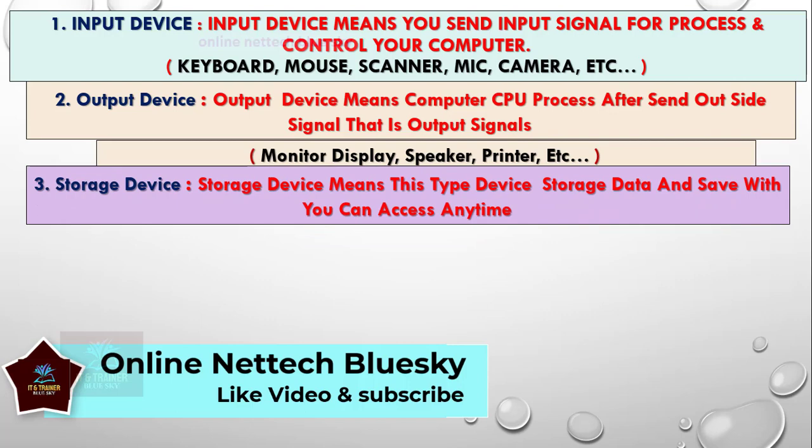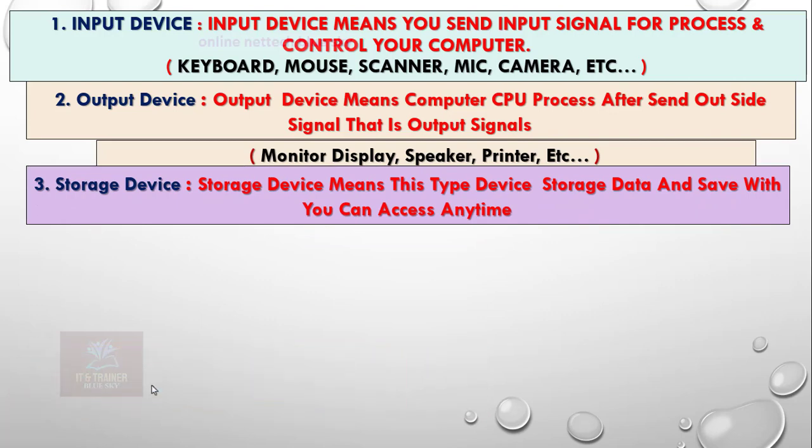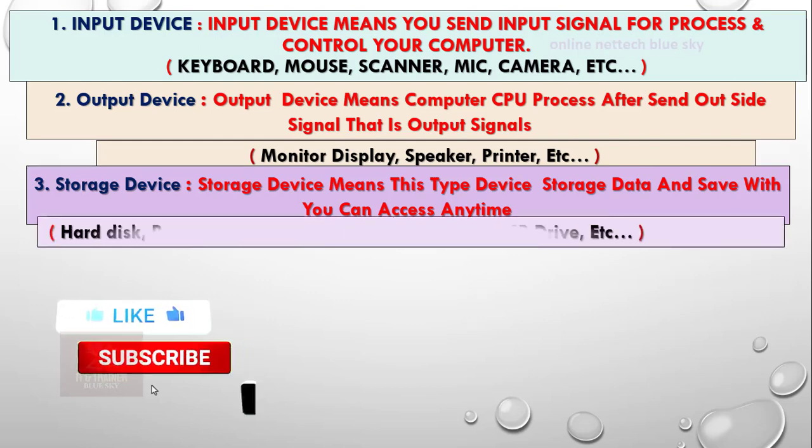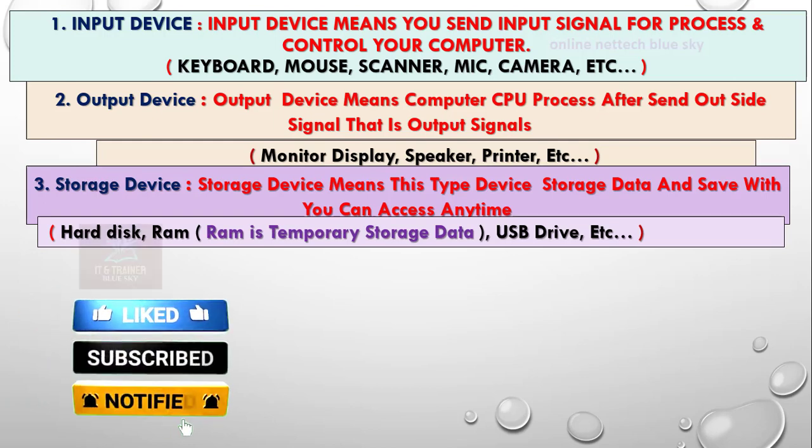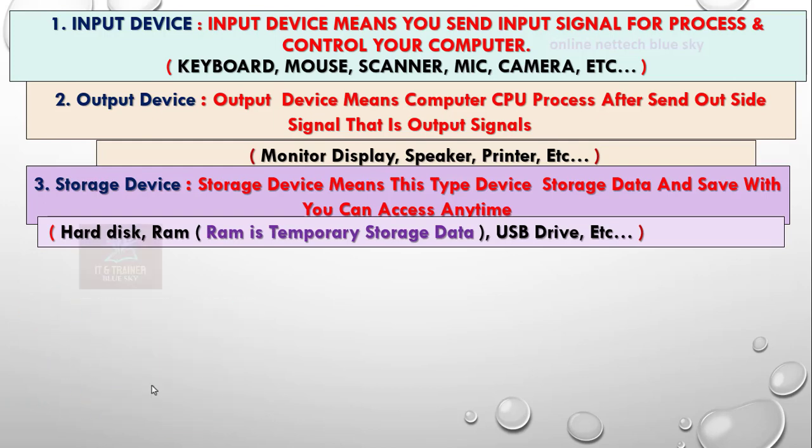Third is a storage device. What is a storage device? Storage means storing data. A storage device stores and saves data so you can access it anytime. A hard disk is one type of permanent storage device. What is a hard disk? I will discuss this later. You can see a hard disk just here, and a hard disk saves your files, your data, in different ways.